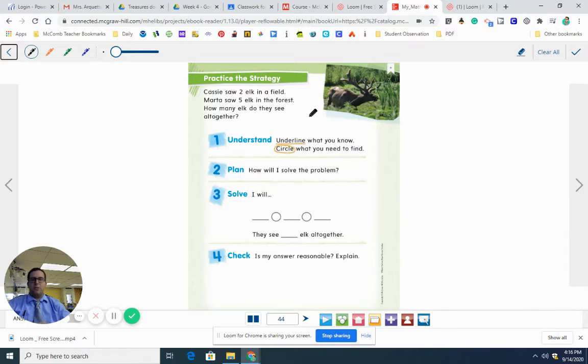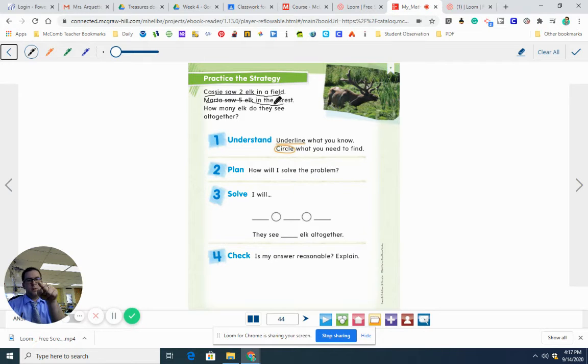Underline what you know. I want you to take a minute right now. Underline what you know. If you need to pause the video to do that, that's okay. You can pause me and come back. What do we know? Go ahead. What we know is that Cassie saw 2 elk in a field. They're giving us those numbers. We know those numbers. We also know that Marta saw 5 elk in the forest. We know that. They gave us those numbers.